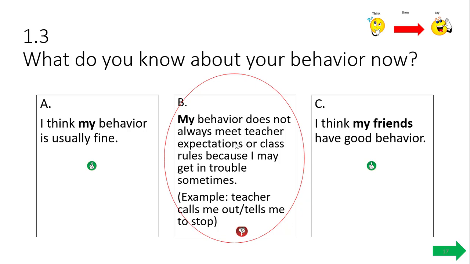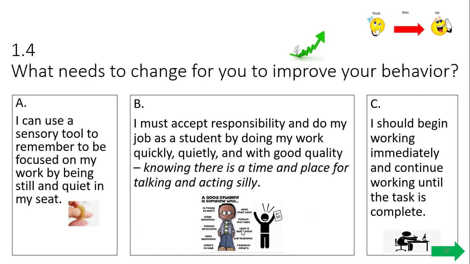So Isaiah, point to B. B is the correct answer for what you know about your behavior now. It does not always meet classroom rules and expectations. Sometimes we get reprimanded. Sometimes we have lower ratings and that sort of thing because our behavior does not always meet classroom rules and expectations.